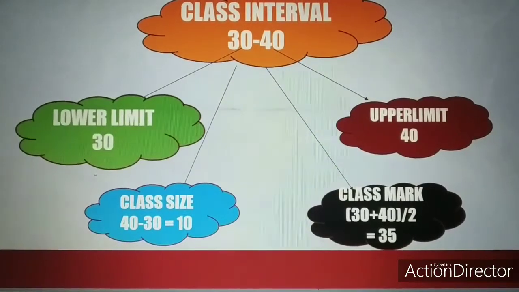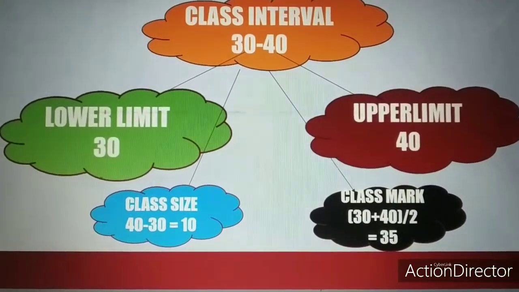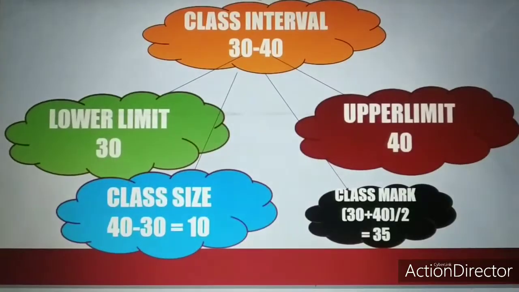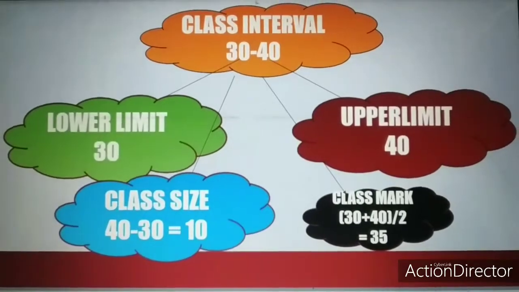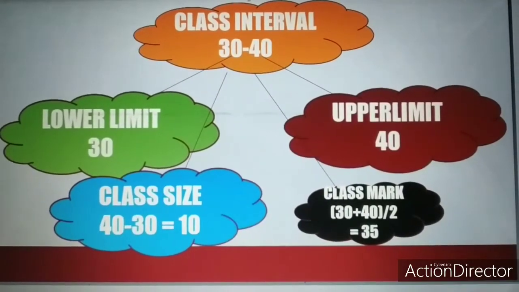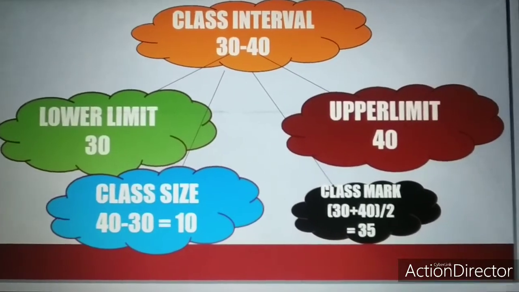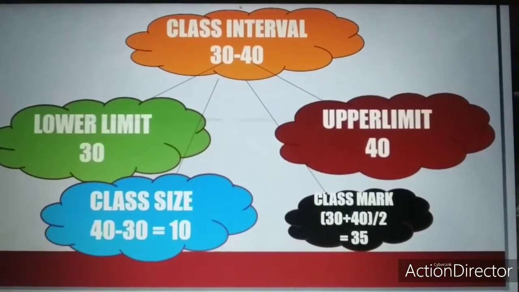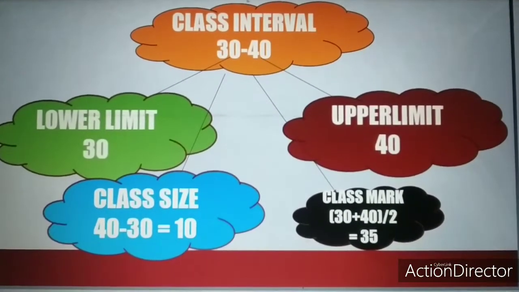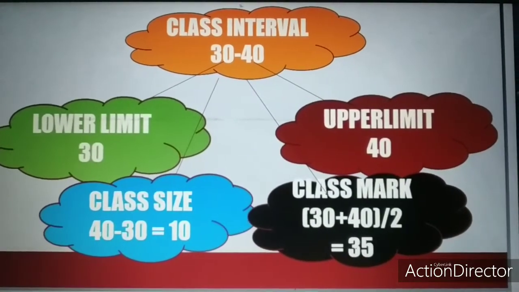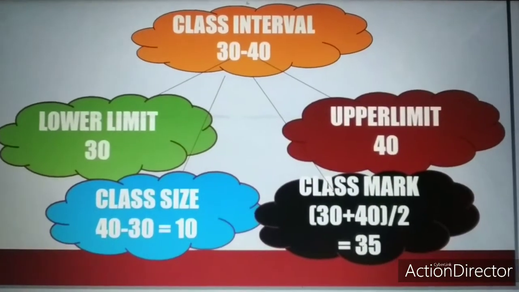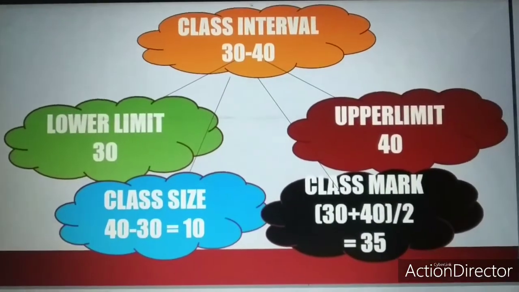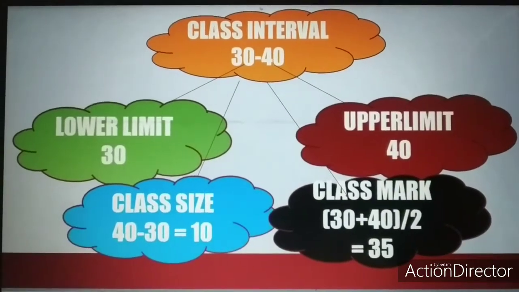Now, the class size is nothing but the difference between 40 and 30. That is 40 minus 30 is equal to 10. So this 10 you call the class size. Coming to class mark, it is nothing but the addition of lower limit plus upper limit divided by 2. So this is the class mark. I added 30 plus 40 divided by 2, which is equal to 35. So you should know what lower limit, upper limit, class size and class mark are. These definitions you should know very clearly.